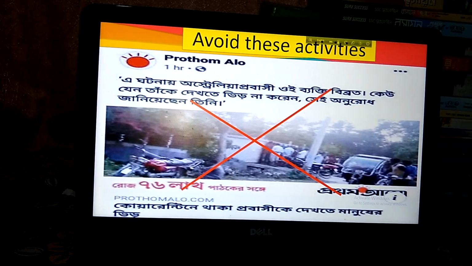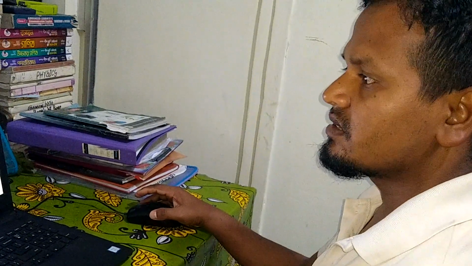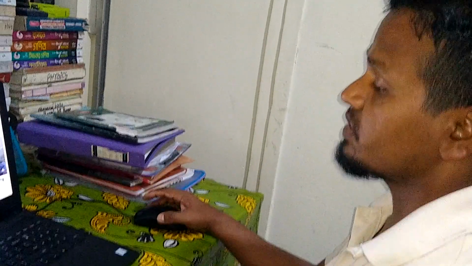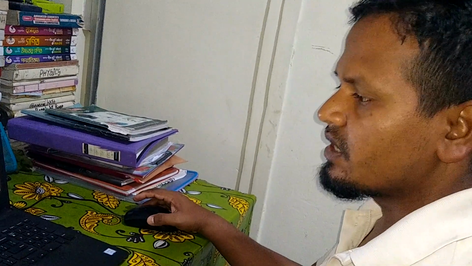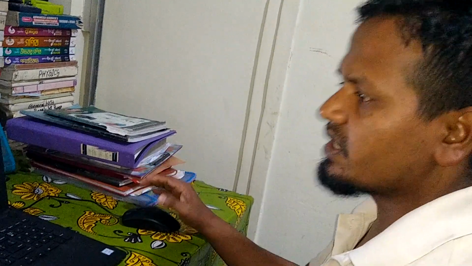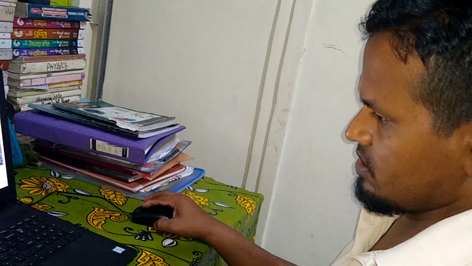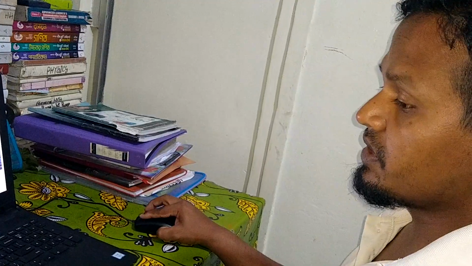But we are Bangladeshi people, we don't follow any procedure. The people are going to see him. What is this? Actually, we the people are doing this, but in other countries, look at Italy, look at Spain, look at America. They have locked down their countries, and everyone is just sitting at home. So we have to follow these things actually.